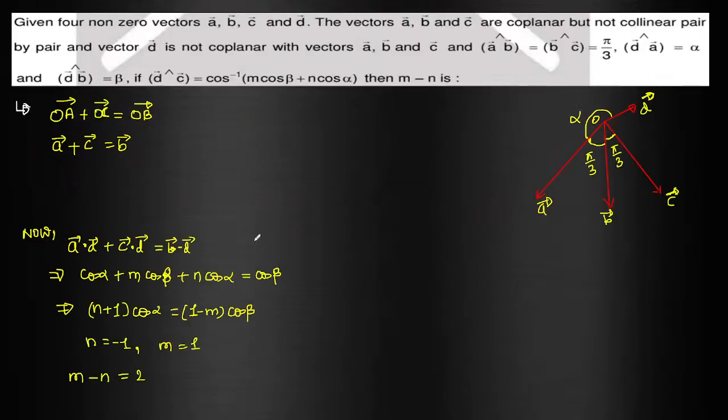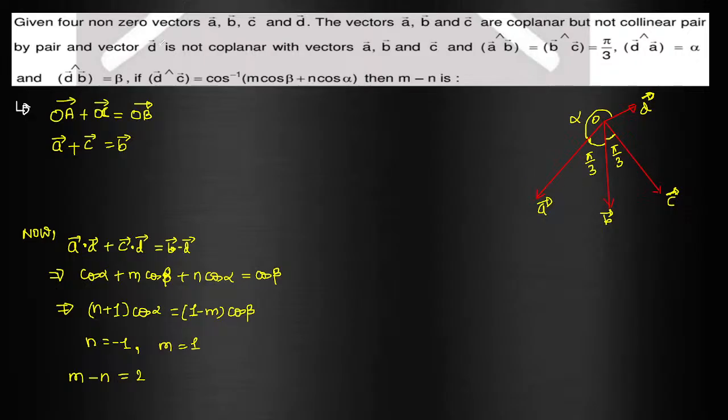Now in this question, a very good question, a, b, c and d are vectors. A, b, c are coplanar, lying on the same plane, but not collinear. Not collinear means all are not passing through a single line. They have different lines. I mean, they don't have the same slope. If they have the same slope, they are collinear. So they don't have the same slope. So they are like this.